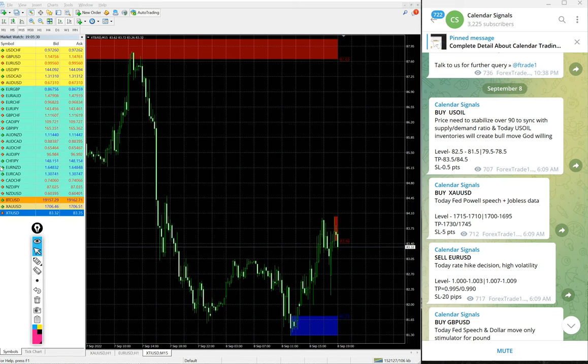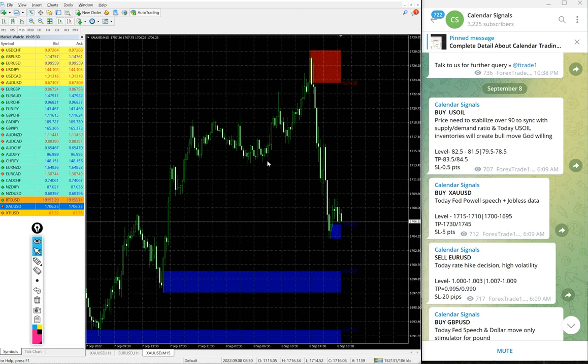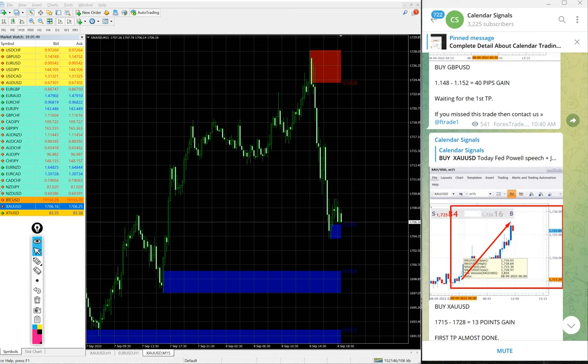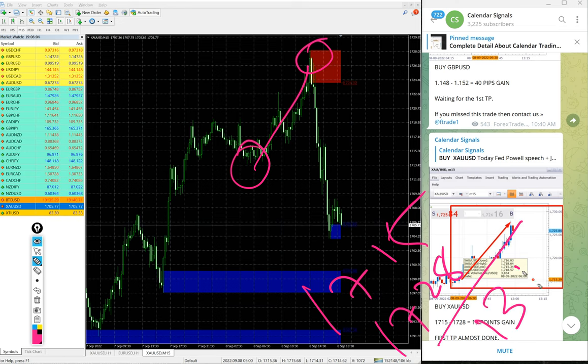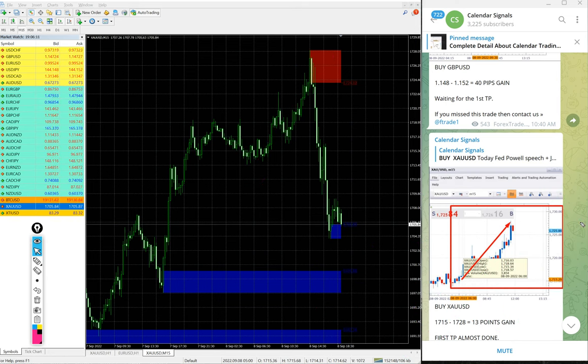And then the next signal is gold, XAUUSD. Here is the gold signal, buy gold given. The reason why we gave buy gold is today's US jobless data and Fed Powell speech. So based on this reason, we gave buy XAUUSD today. Gold entry from 1715 and high traded 1728. 1715 to 1728, it went around 13 points gain. 13 points gain on the buy XAUUSD, buy gold signal. In some brokers it is named XAUUSD, in some brokers it is gold.